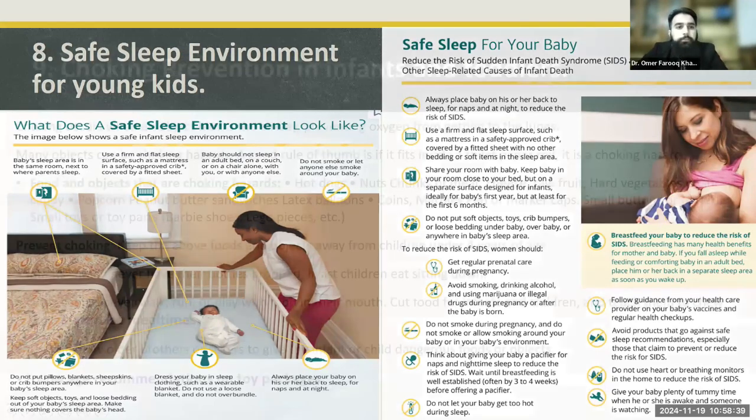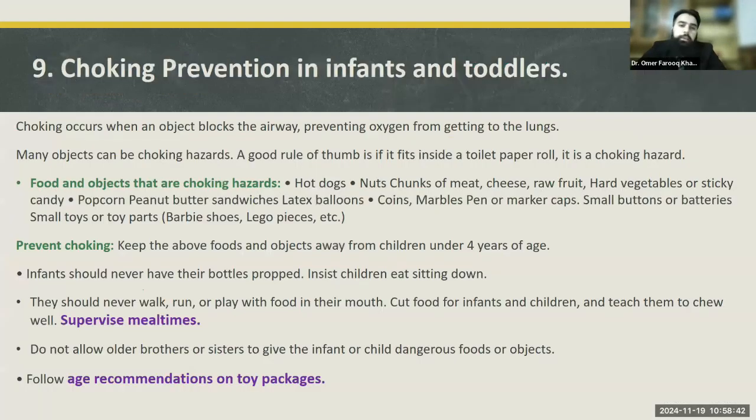Then choking prevention is very important. Foods and objects that are choking hazards include hot dogs, chunks of meat, cheese, raw fruits, peanut chunks, cashew chunks, almond chunks, hard vegetables, sticky candies, popcorn, peanut butter sandwiches, and latex balloons. All of these things are choking hazards, and they may cover the larynx of the baby and choke the baby within 5 minutes. It is very, very dangerous. Choking is very dangerous for babies.